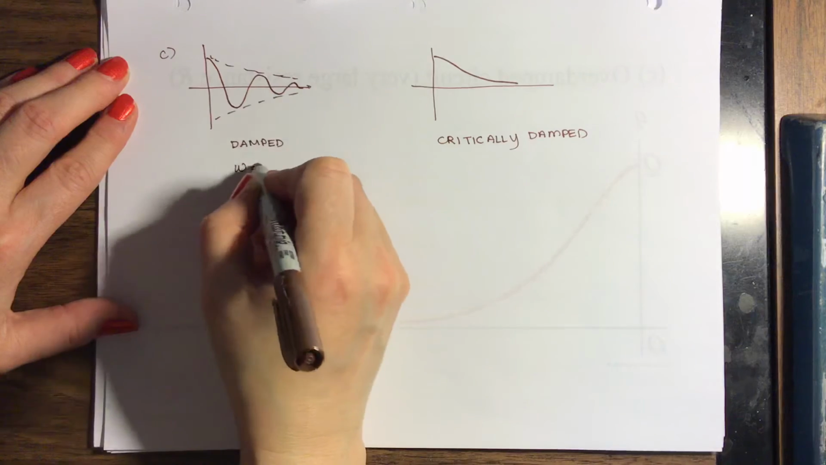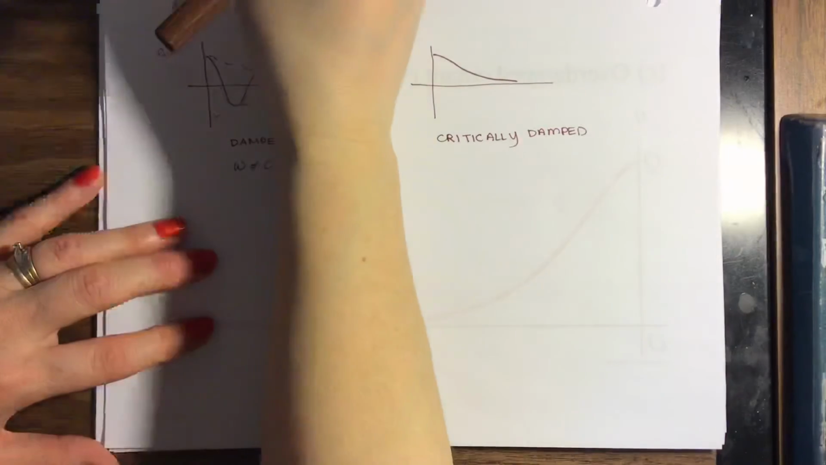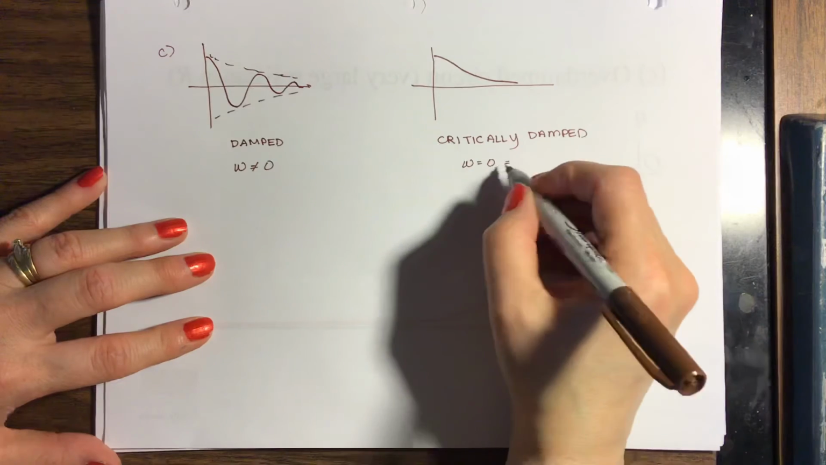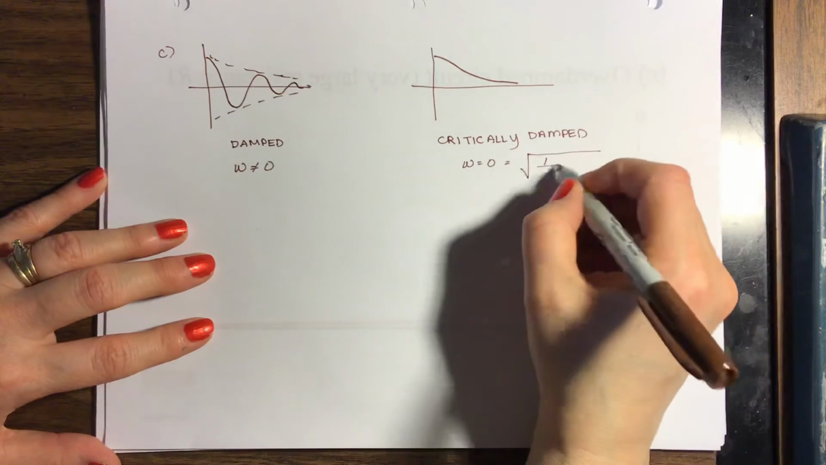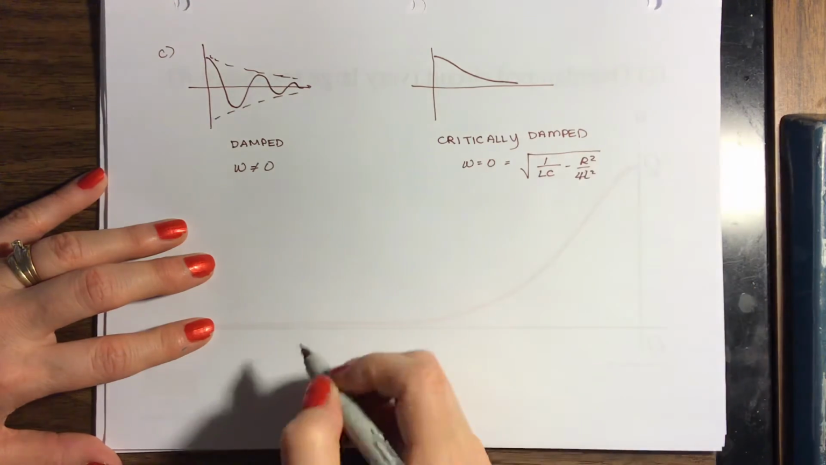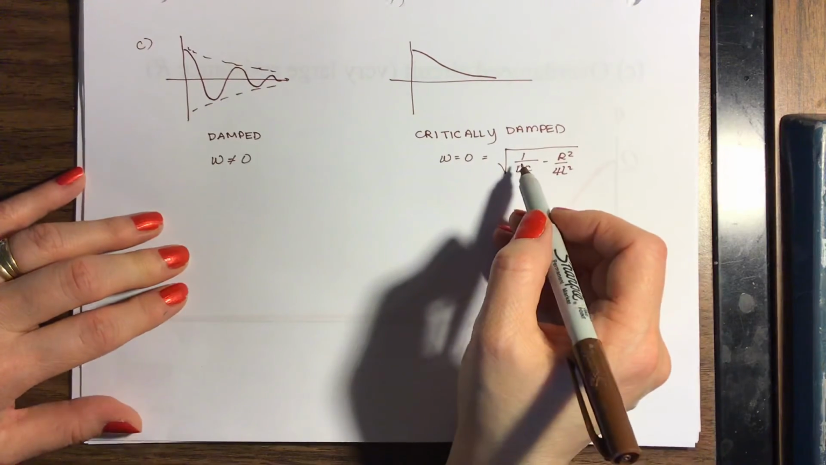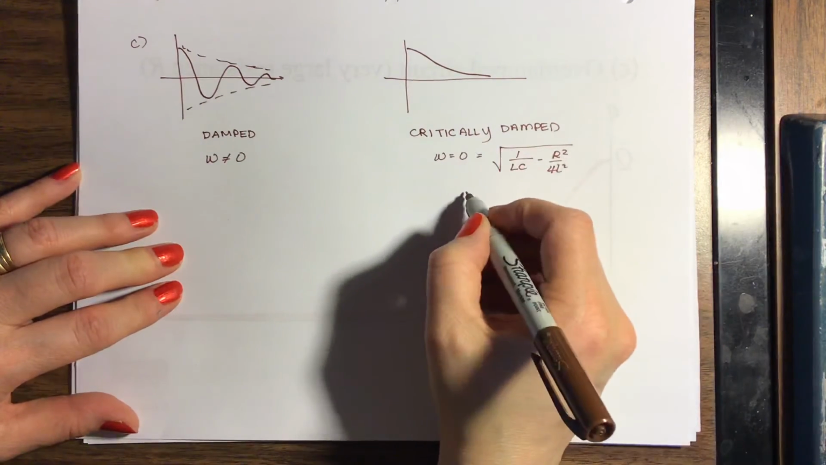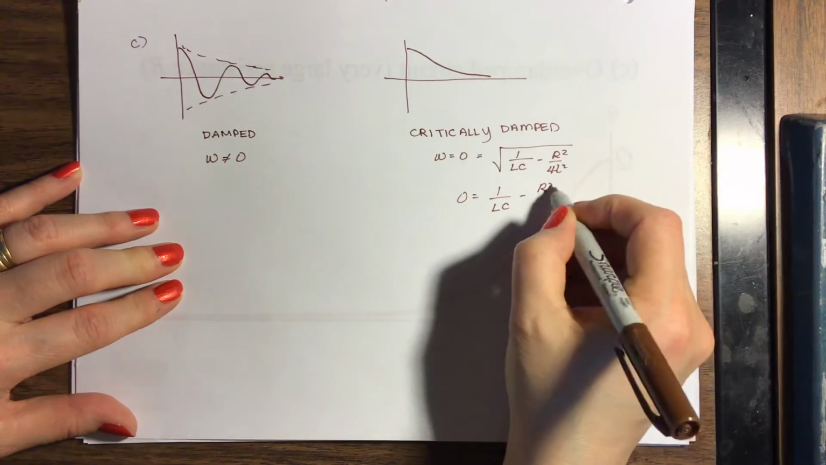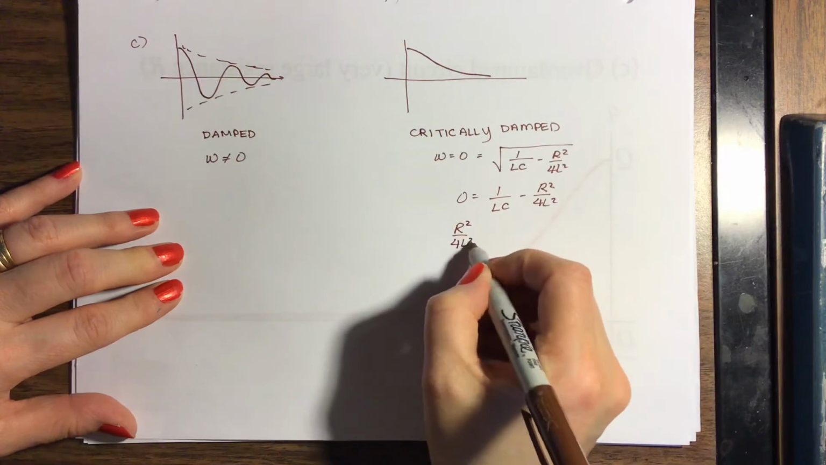This one has an oscillation, so omega is not 0. Omega is given by our expression here. This one does not oscillate, so omega is equal to 0. So let's fill in that 0 is equal to the square root of 1 over LC minus R squared over 4L squared. So we know that this is going to equal 0, so let's solve and see what we get for R in this case. So we'll square both sides. 0 equals 1 over LC minus R squared over 4L squared. Bring the R squared term to the other side.